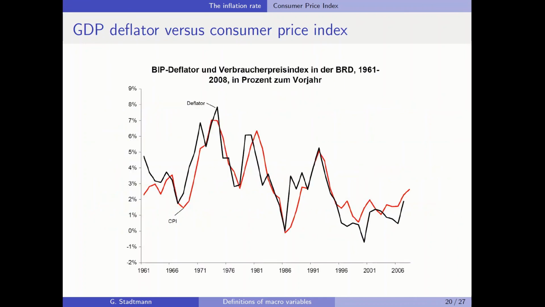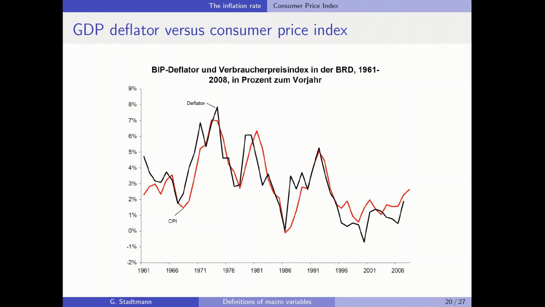Can there be a difference between the GDP deflator and the consumer price index? Let's check. Here you can see a red line, the consumer price index, and a black line, the GDP deflator for Germany over time. We can definitely say that these two measures are positively correlated, so there is a very strong positive correlation. But sometimes there are some deviations between the red line and the black line.